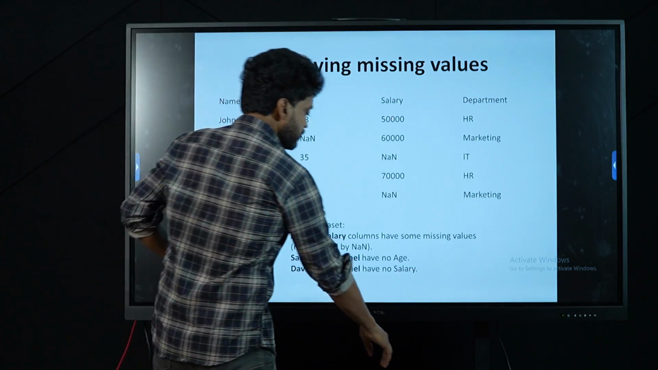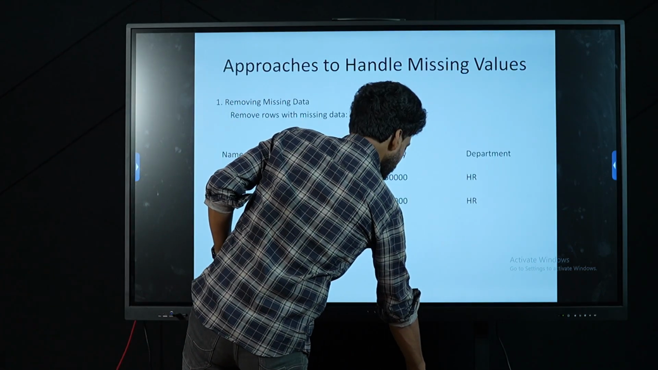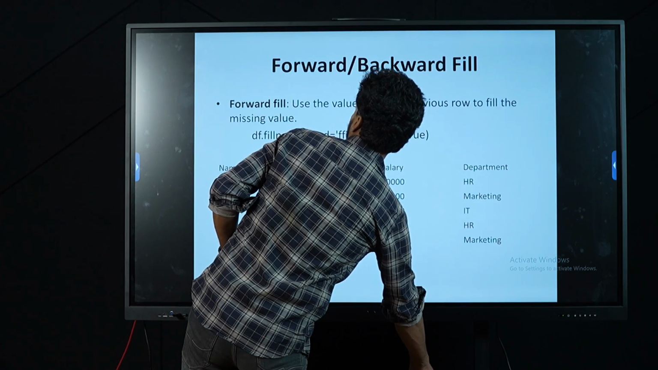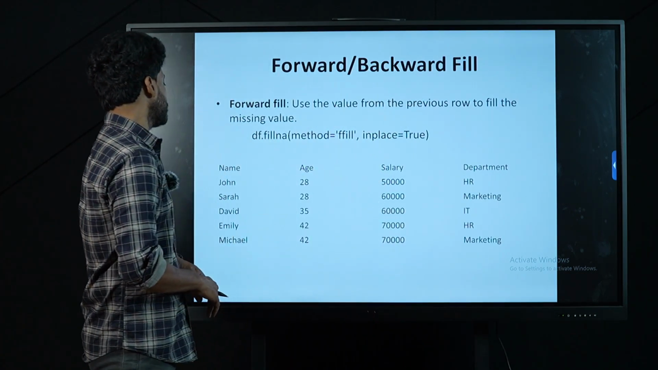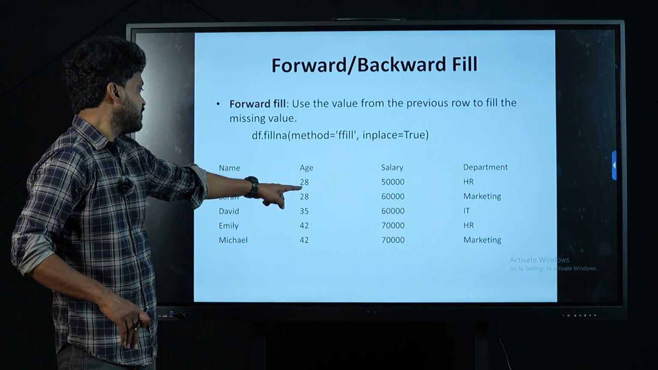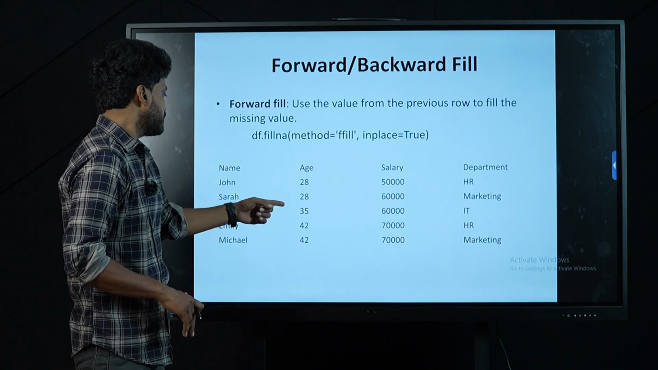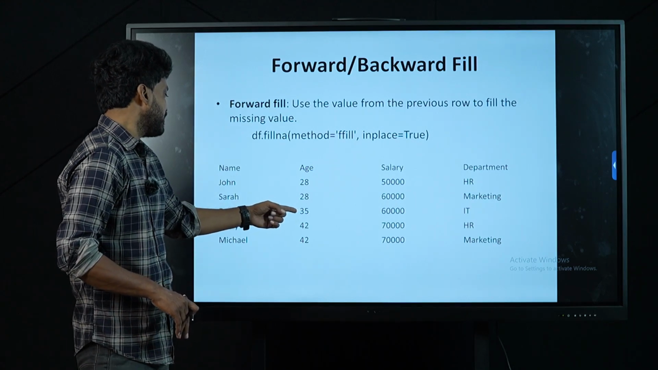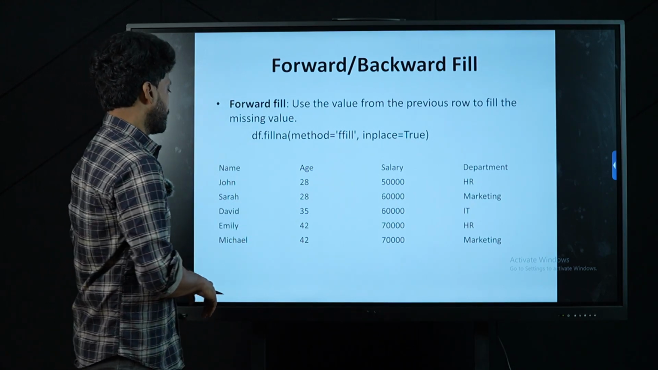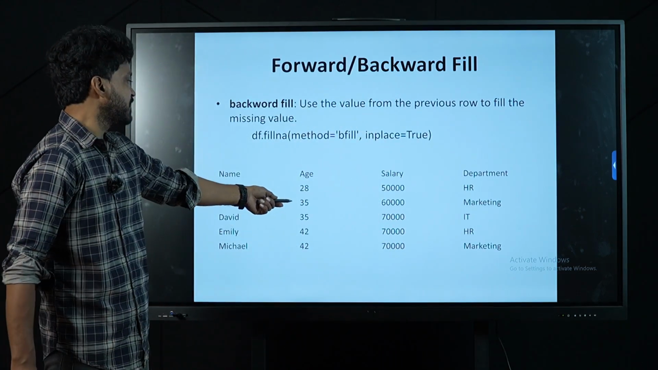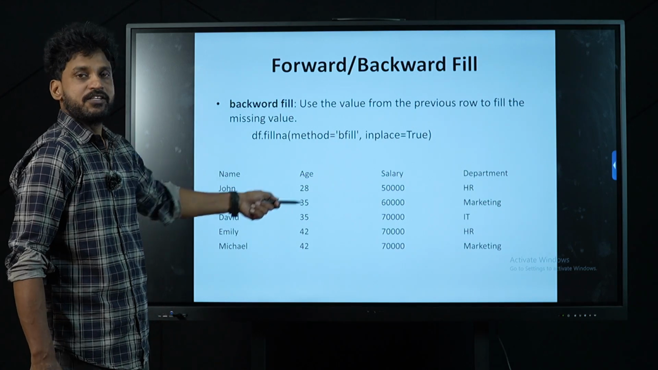So how exactly are we going to do it in Python? We'll see. In the forward fill, you can see Sarah's age is taken from John's age. In the backward fill, same, Sarah's age will be taken from David. You can see Sarah's age is being taken from David's age.